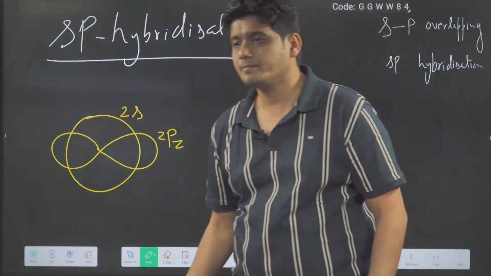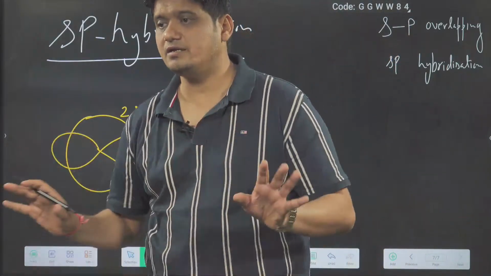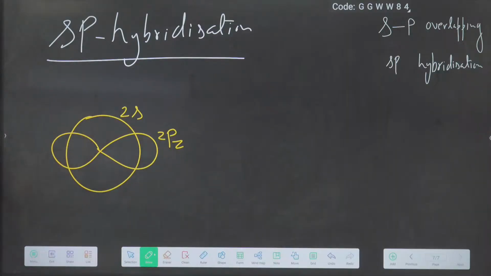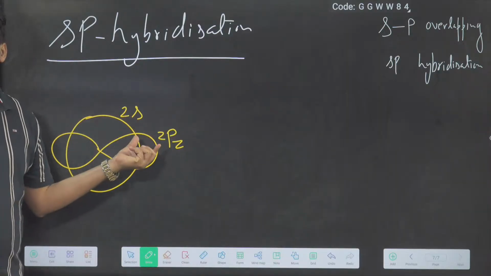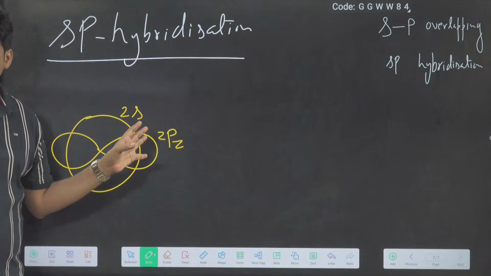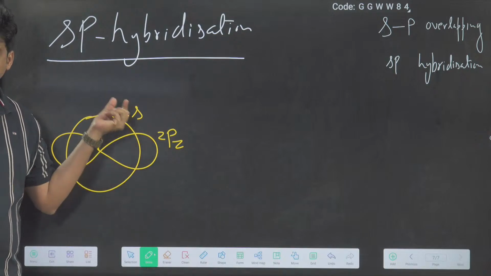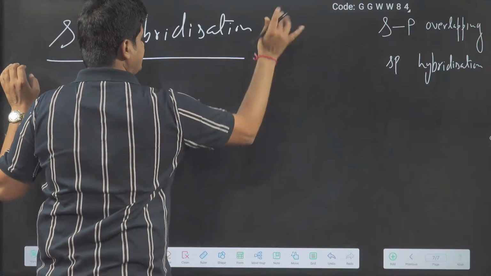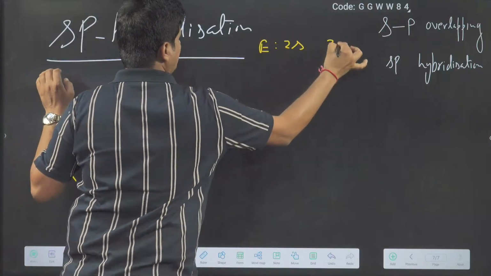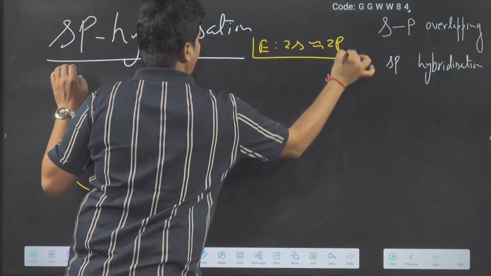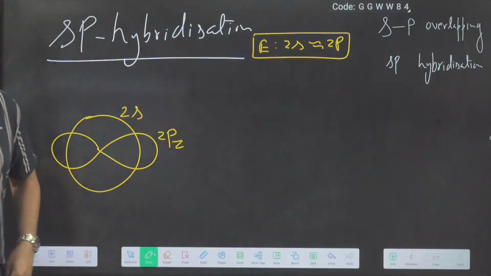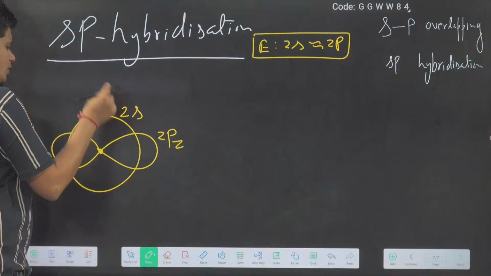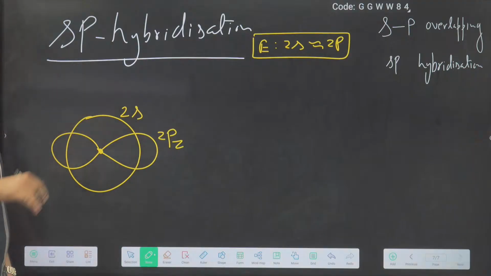Okay or not? The logic is clear. If I have taken 2s, why have I taken 2p? Is this clear to you or not? Because they have nearly the same energies. So the energies of 2s and 2p I will take as nearly the same, and that is why I am representing them here this way. Because 2s and 2p must belong to the same atom.